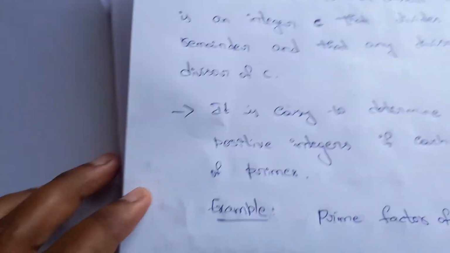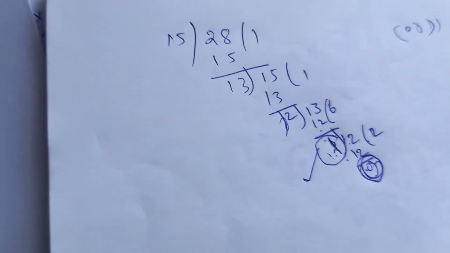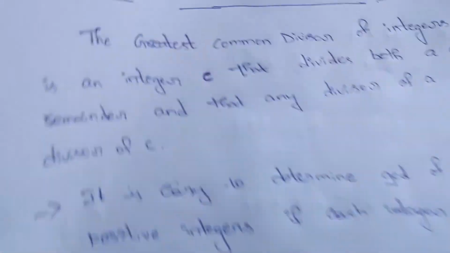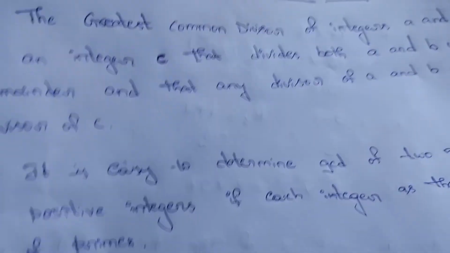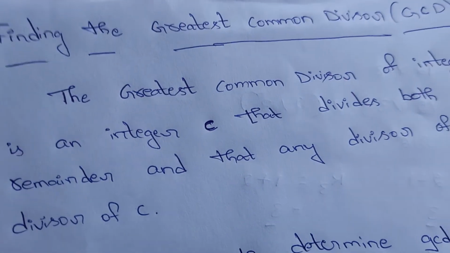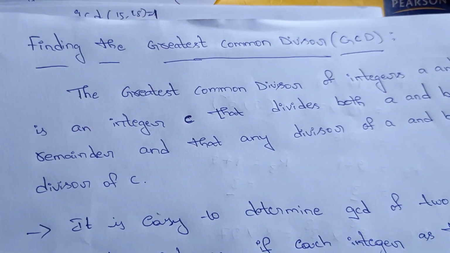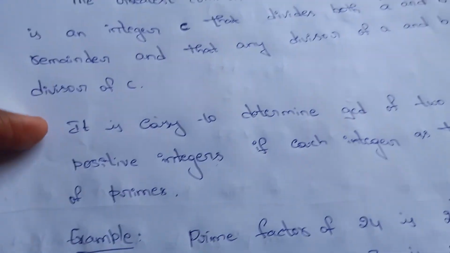Like that we can calculate the GCD using the prime factors. See here, this one is performing long division to calculate the GCD, and this one is finding the greatest common divisor using the prime factors. So let's see what is the GCD.